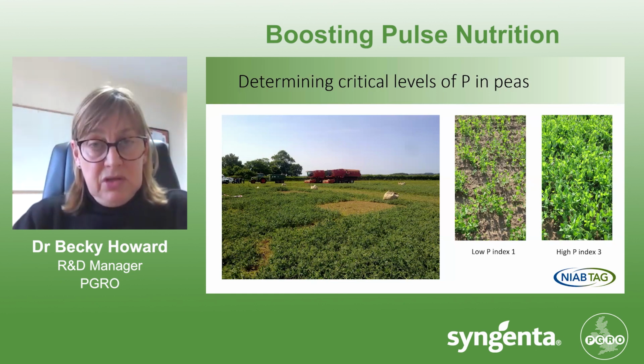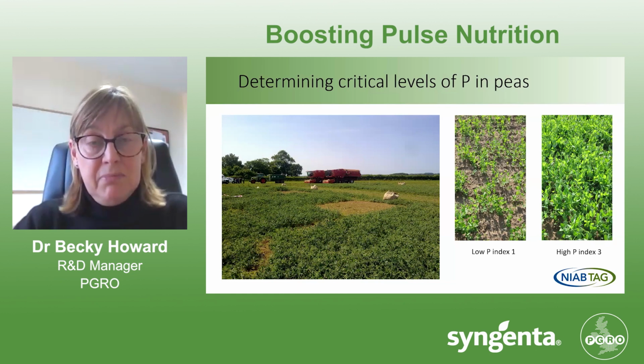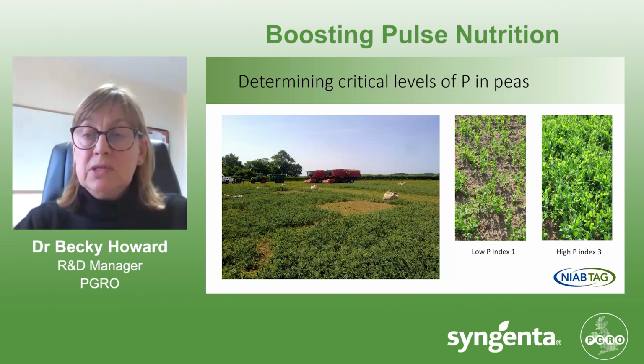We looked at two different types of P applications. Firstly, we were looking at stabilised P applications. This was applied as TSP before the previous crop, and we were looking at sites that had a low inherent P content, so at indices of 0 and 1, and then we were looking to raise those indices to 2 and 3. We also looked at fresh P applications. These were applied immediately before drilling of the vining peas themselves. And then we compared across the plots.